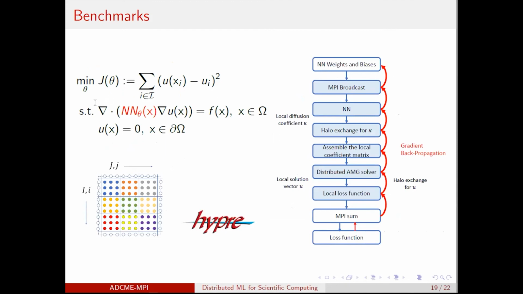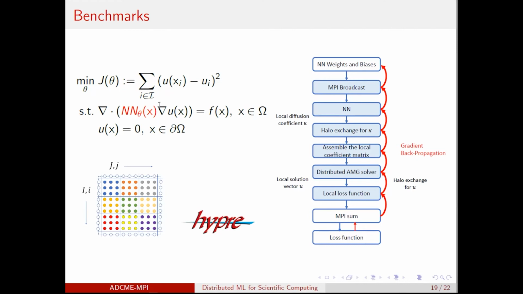And here we solve a Poisson's equation where the unknown function is replaced by a deep neural network. You can see here, this coefficient is a deep neural network, and the weights and biases are theta. And we want to calibrate this neural network's weights and biases.